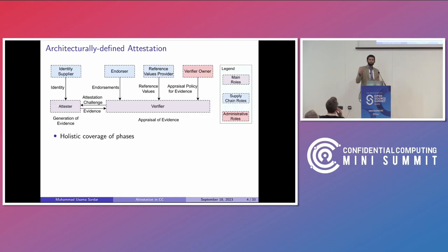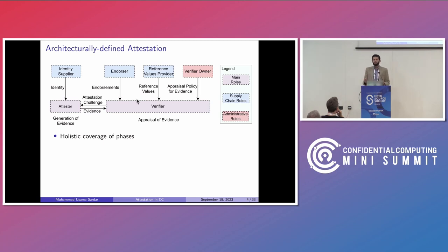So having understood this core idea at a high level, I want to go into a little bit more detail. The attester, as you saw in the last slide, is generating the evidence. That's this part. And the verifier is doing simply the appraisal of that evidence. So for the generation of evidence, it needs to have some identity. That can be anonymous identity, and that's supplied by the identity supplier, one of the roles.